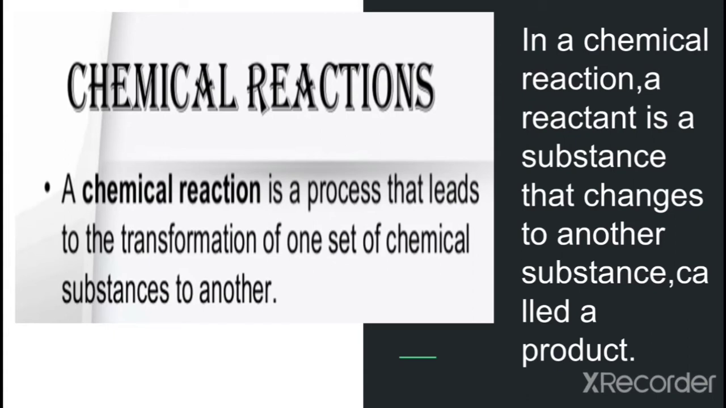In a chemical reaction, a reactant is a substance that changes to another substance, which is called a product. A chemical reaction is a process that leads to the transformation of one set of chemical substances to another.